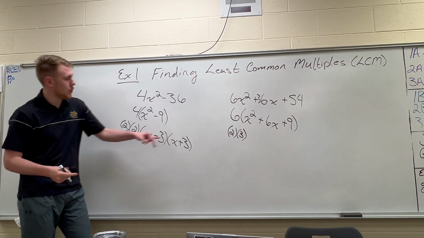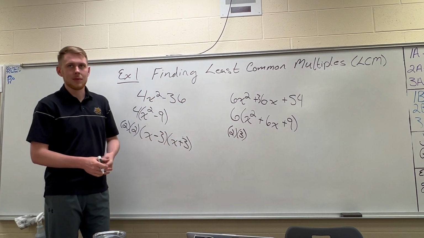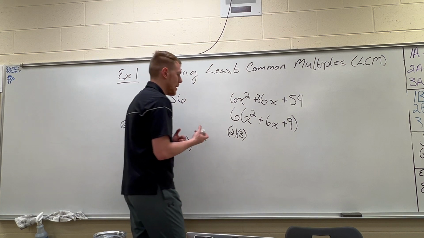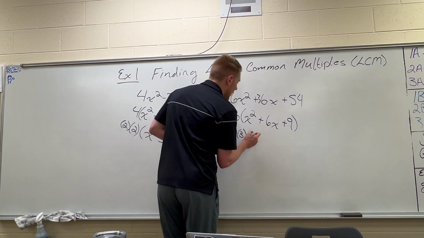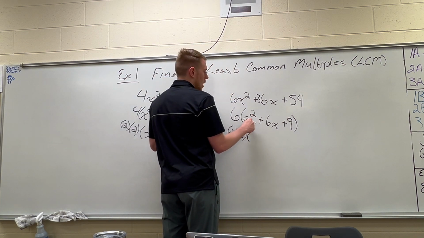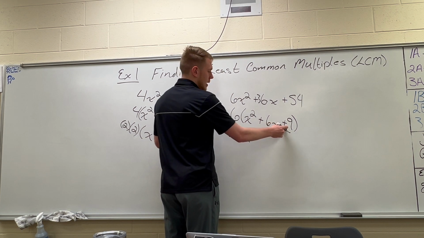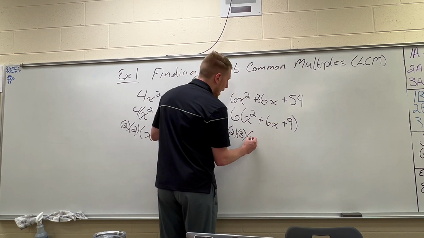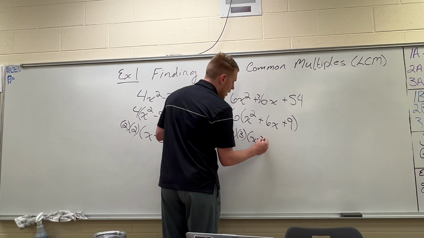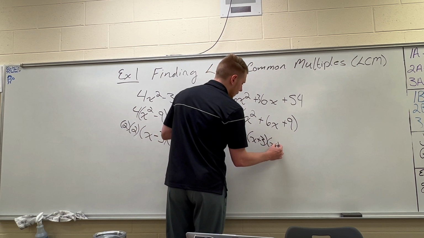So 2, 2, and 2. Makes it super easy. Okay? I'll show you why it makes it easy. Okay? All right, then we factor. Well, square, square, it's addition, sum of two squares. I get x plus 3, x plus 3.